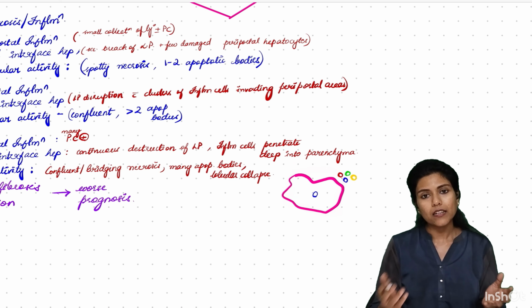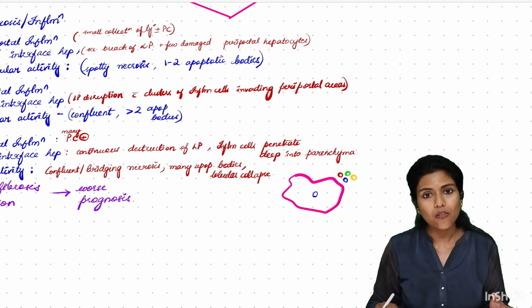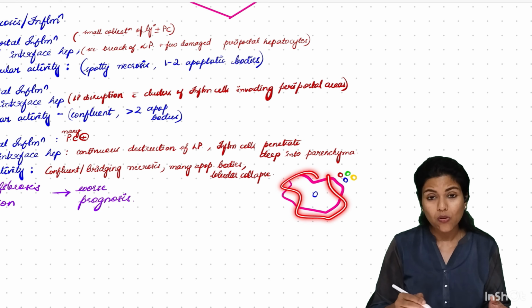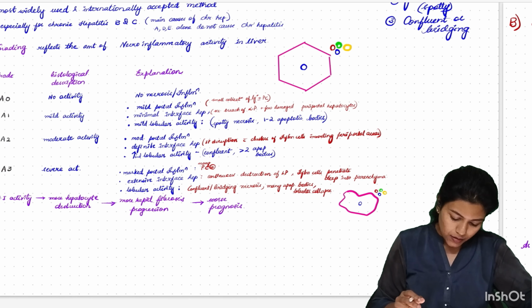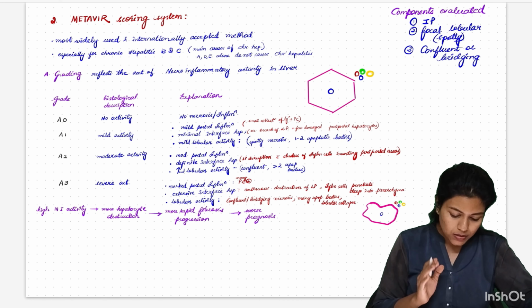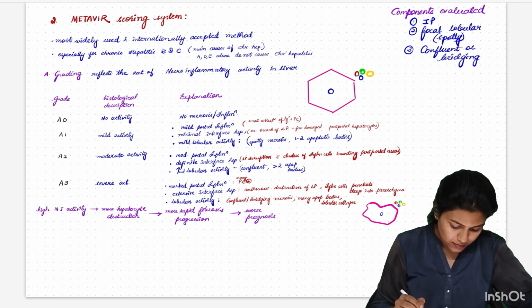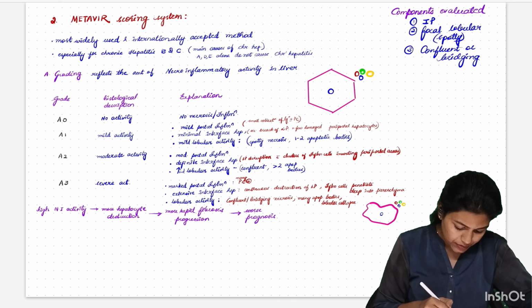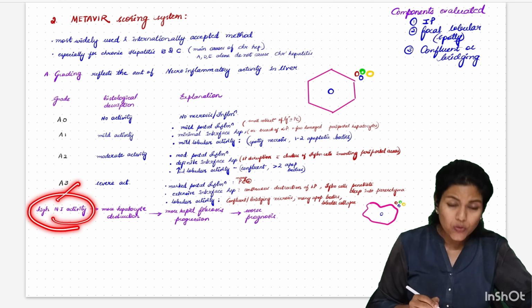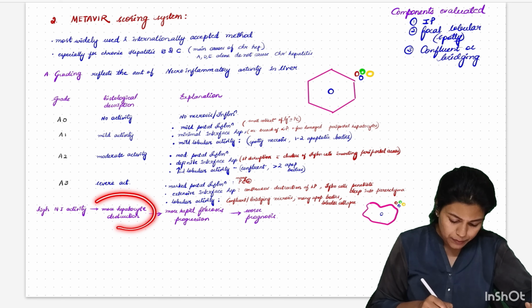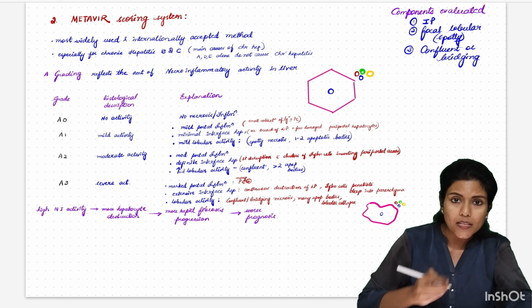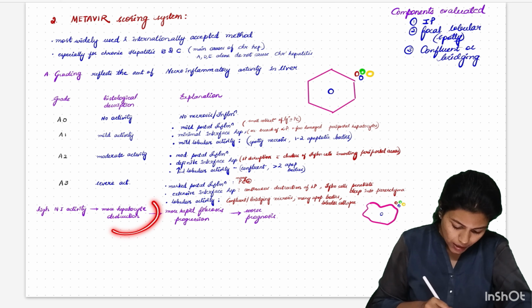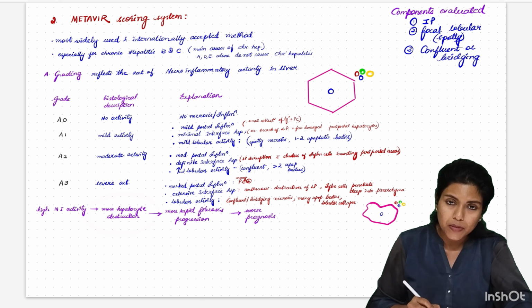Here is an image representing a collapsed lobule. The hexagonal architecture of the lobule is lost. It will collapse because of extensive ongoing bridging necrosis. So this is about the necroinflammatory grade of the METAVIR scoring system from A0 to A3. Higher necroinflammatory activity means high necrosis, high inflammation, more hepatocytes undergoing destruction.